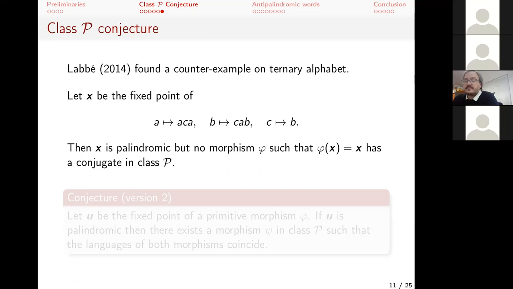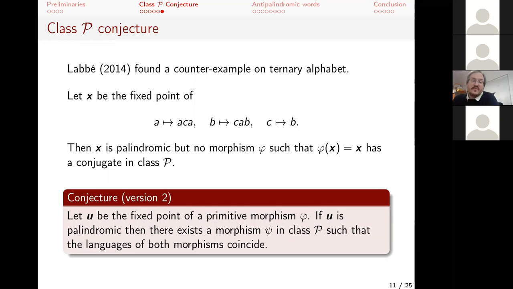So having this in mind, another version of the conjecture was formulated, namely the following one. If we've got a fixed point of a primitive morphism phi, then if it is palindromic, there exists another morphism in class B such that the languages of both morphisms coincide. And this version of the conjecture is still a conjecture. No one was able to prove it.